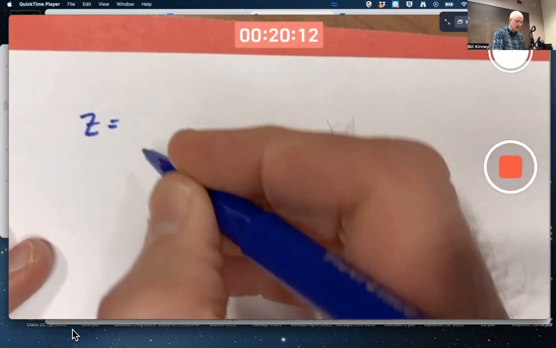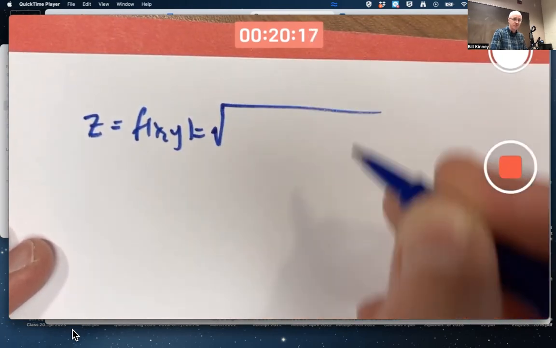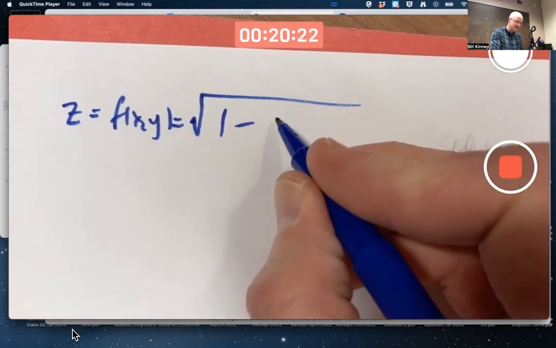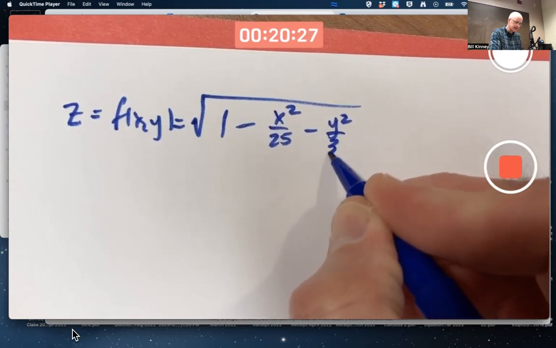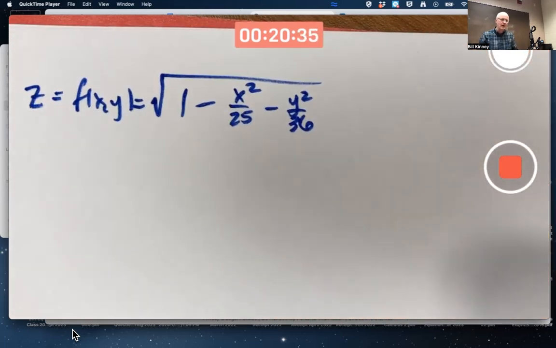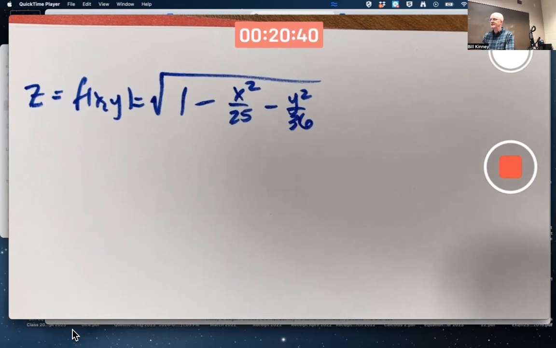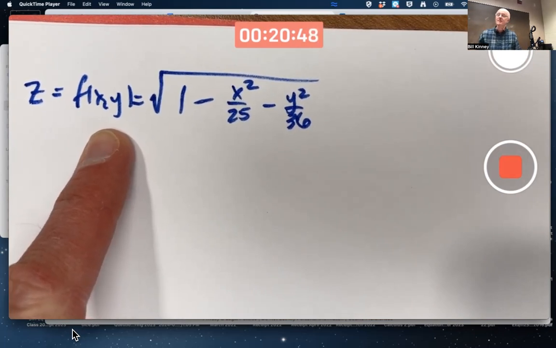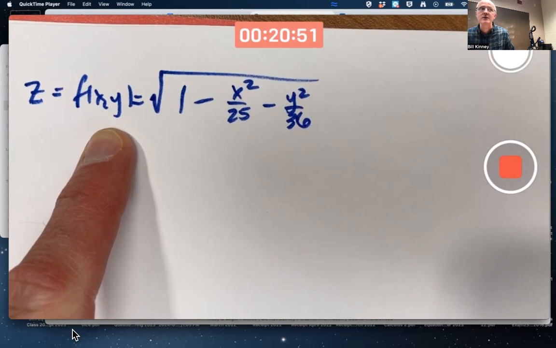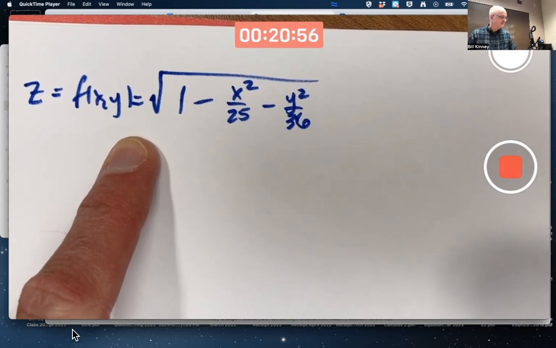I'll do a modification of one of the book's main examples. z equals f of x y equals square root of 1 minus, let's make it x squared over 25 minus y squared over 36. First of all, what's the domain? So this is a function that is taking two-dimensional inputs in the plane R2, x y, typically assumed to be rectangular coordinates. Though to tell you the truth, there's nothing stopping you from treating these as polar coordinates if you wanted to, an r and a theta, but that's for later in the course.